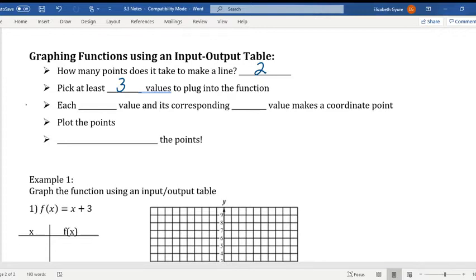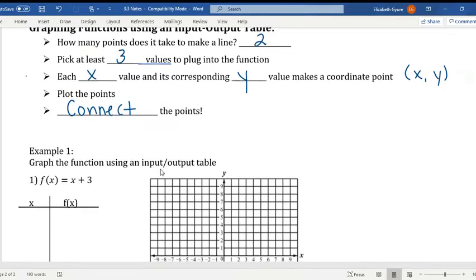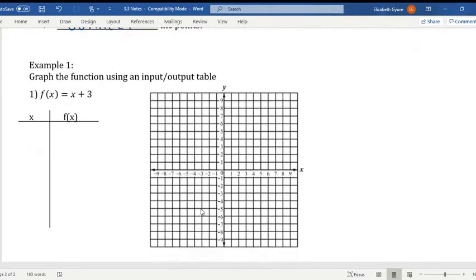How you're going to do this is each x value that you pick and its corresponding y value that you get when you plug it in is going to make a coordinate point. Remember, a coordinate point is x, comma, y. Then you're going to plot the points and then you're going to connect the points with a straight line. I recommend using a ruler. I'm going to do the best job I can on my tablet to make straight lines. If you did not get a packet, I highly recommend printing this if you can or getting some graph paper because you're going to want to make sure that you know how to graph your lines correctly.